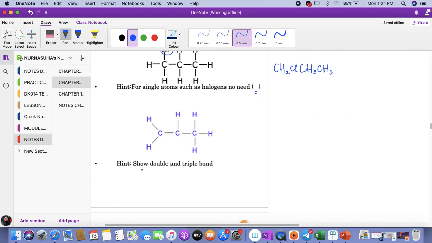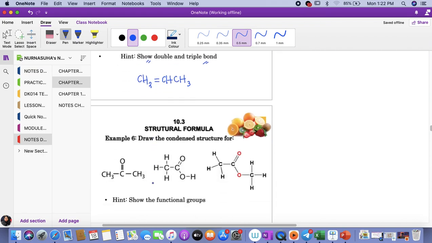Okay, next example. For alkene, we have to show the double bond, or the triple bond for alkyne. How do we show it? First start with CH2, double bond. The second carbon has 1 hydrogen. The third carbon has 3 hydrogens. So from here we know this is an alkene.